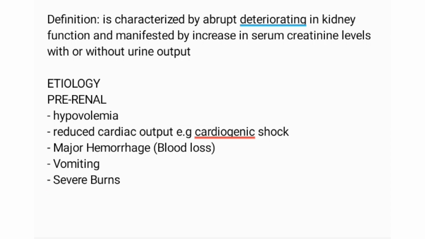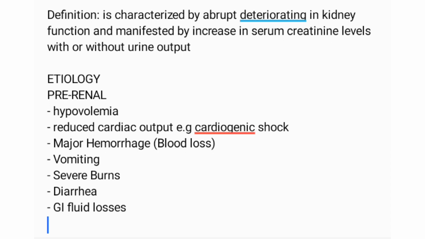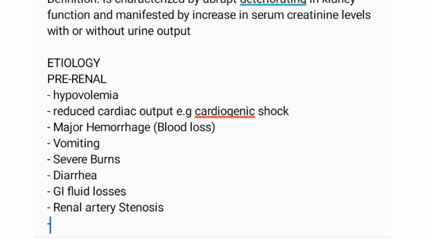Even diarrhea can give someone prerenal AKI. So we can have GI fluid losses; even vomiting and diarrhea fall under GI fluid losses. We can also have renal artery stenosis as an example. Then you can also have a reduction in effective circulatory volume, for example in conditions such as congestive heart failure, liver failure, distributive shock, pulmonary hypertension, and even sepsis, which can lead to circulatory failure.